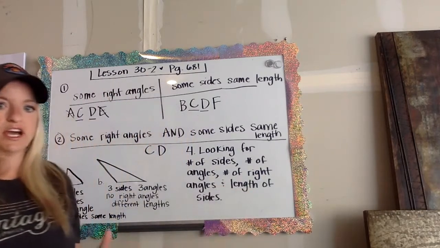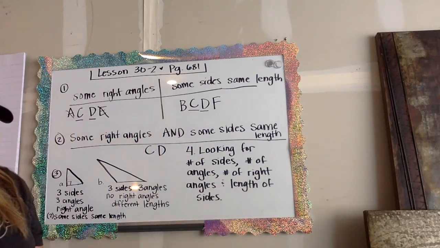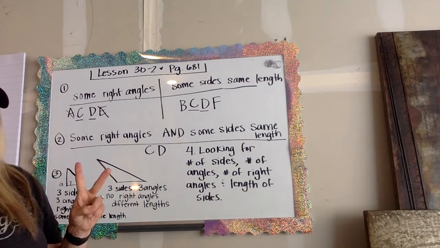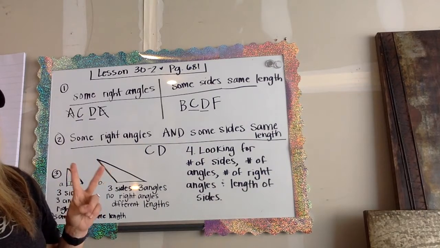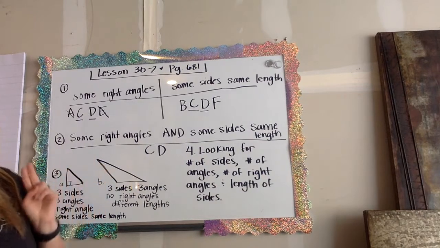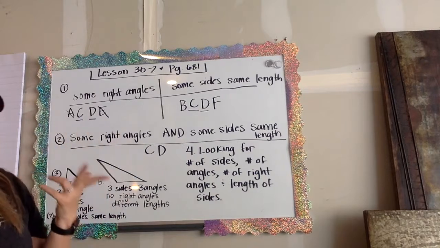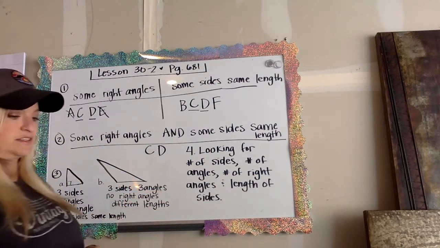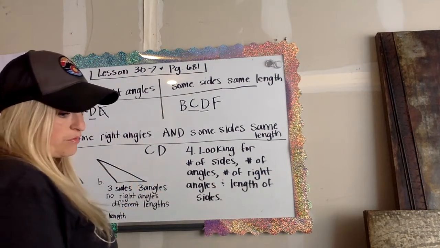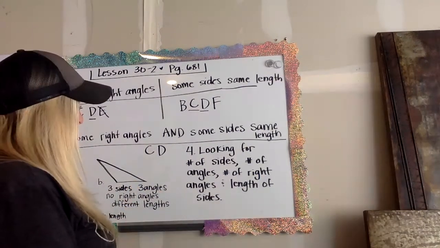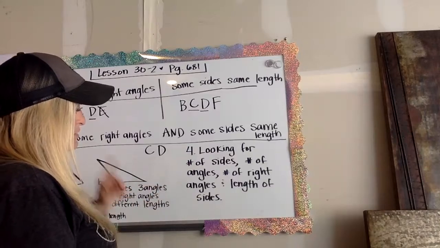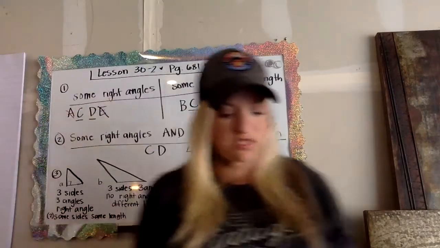Because a square is going to have 4 equal sides, whereas a rectangle is only going to have 2 that match up on the tops and the bottom, and then 2 that are the same for the sides. So you need to pay attention to the lengths of the sides. So these are the things you're looking for: number of sides, number of angles, number of right angles, and length of all of those sides.